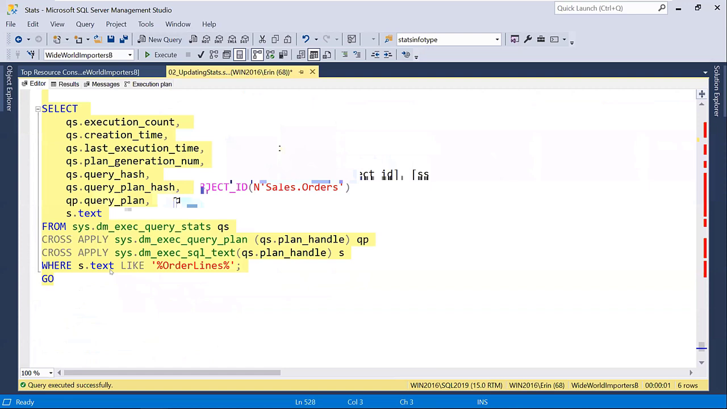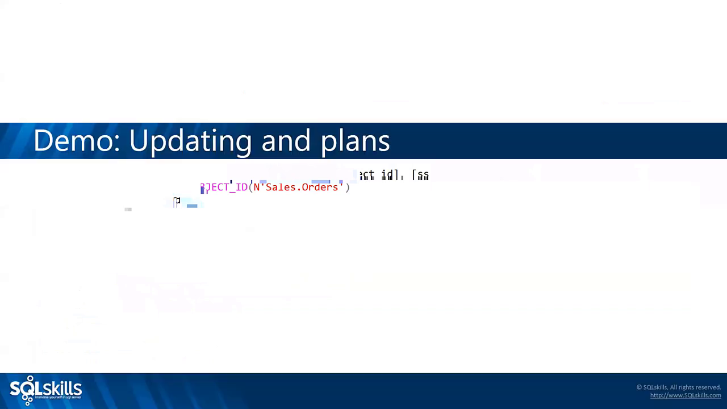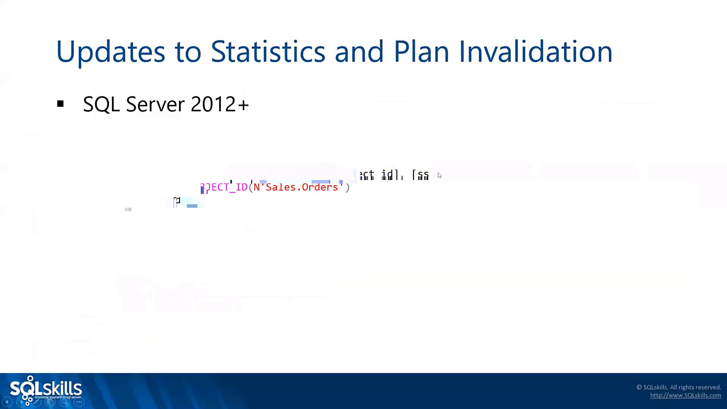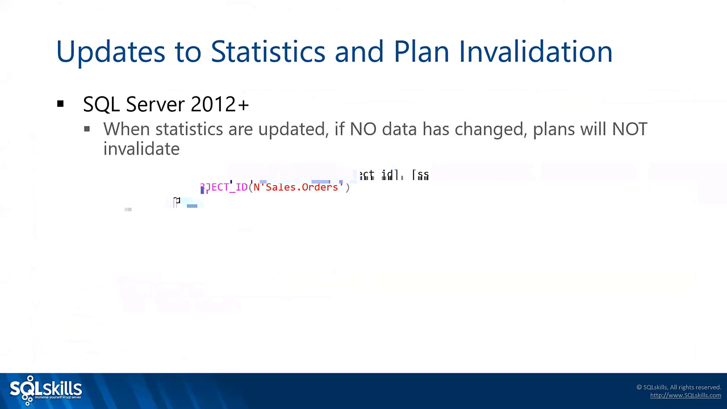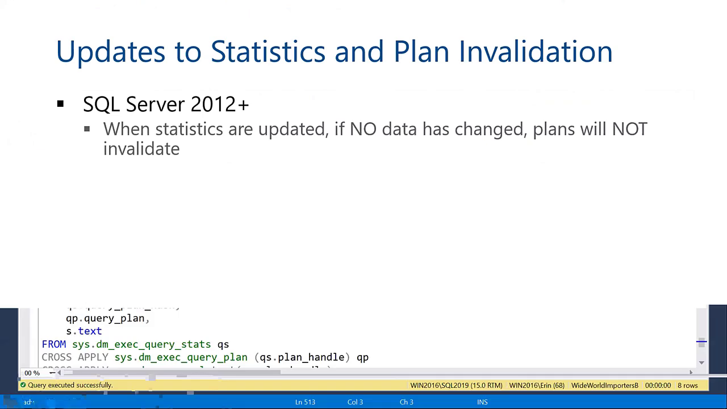And this is one of the things that is a take-home message right here. In SQL Server 2012 and higher, when stats are updated, if no data has changed, meaning the modification counter didn't change, then plans won't invalidate. It'll update stats like it just did, but my plans weren't invalidated because stats hadn't changed, and so the optimizer saw no reason to do that.